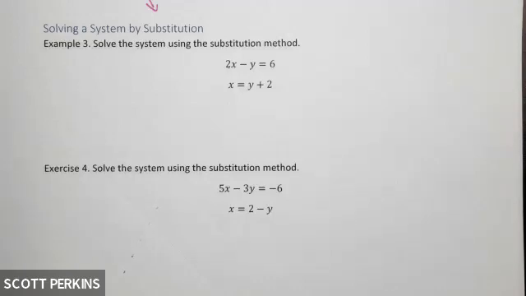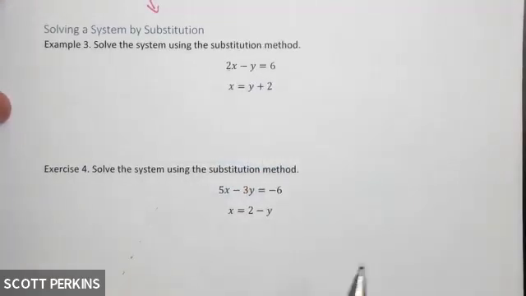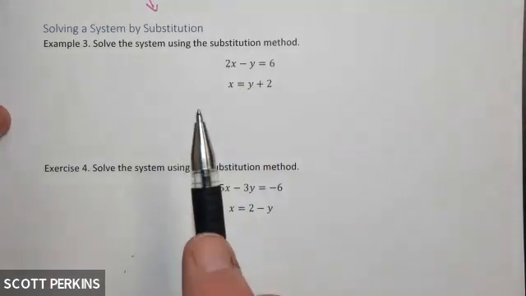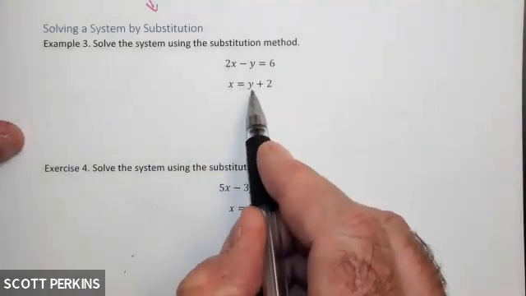So what we're going to do is come up with the answer to this system right here, which is 2x minus y equals 6. And then the other one, I've already kind of made this system so it's nice and user-friendly for us. x equals y plus 2.